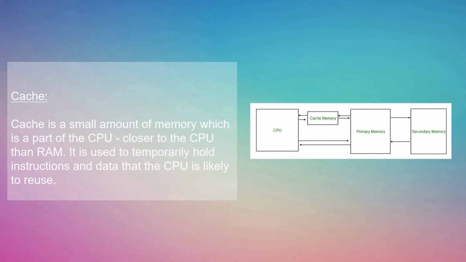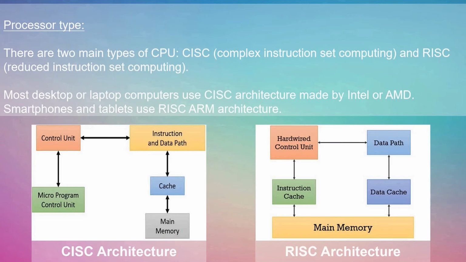Now coming to the next key factor, processor type. There are 2 main types of CPU, CISC and RISC. Most desktop and laptop computers use CISC, whose full form is Complex Instruction Set Computing architecture, made by Intel or AMD. Smartphones and tablets use RISC, which is reduced instruction set computing, made by ARM architecture.